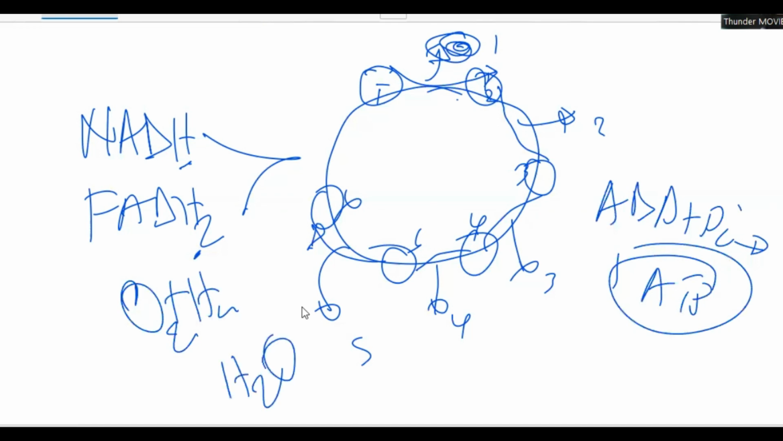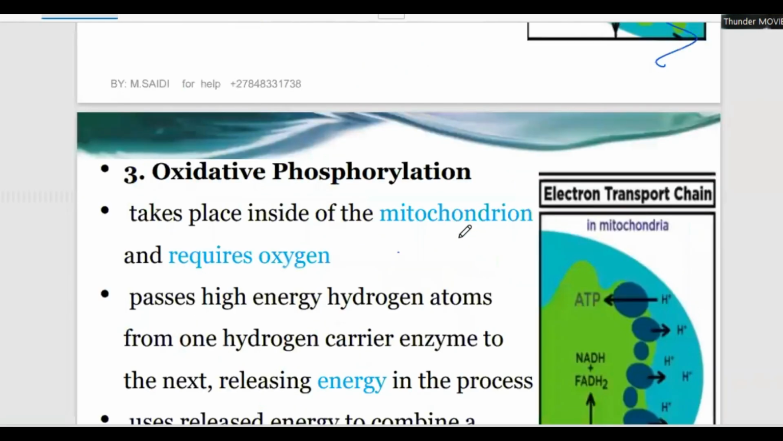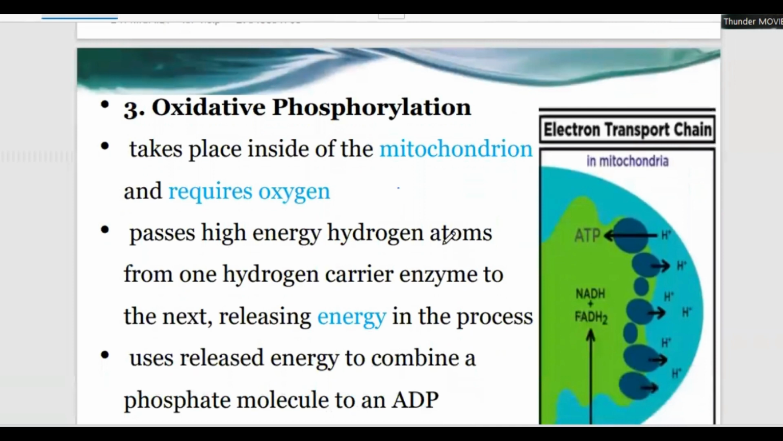H2O, and then now the cycle is complete. But there are a lot of ATPs being produced here. As this one moves to this, energy is released; this one moving to this, energy is released. It's like that, until over 30 ATPs are being released.